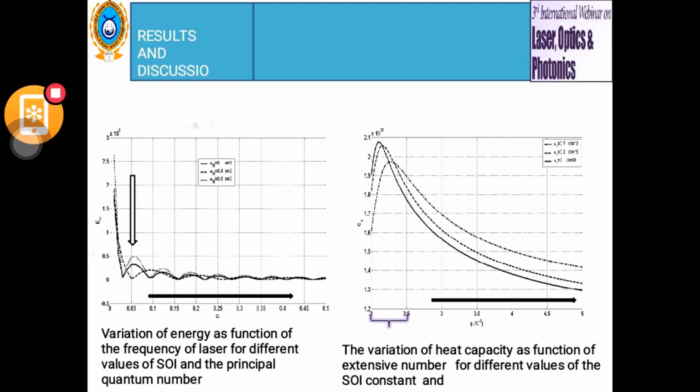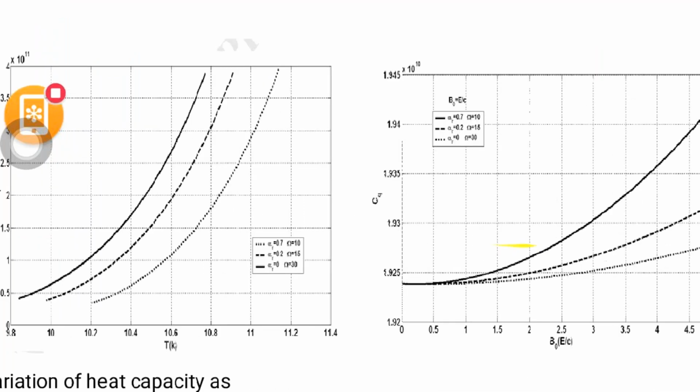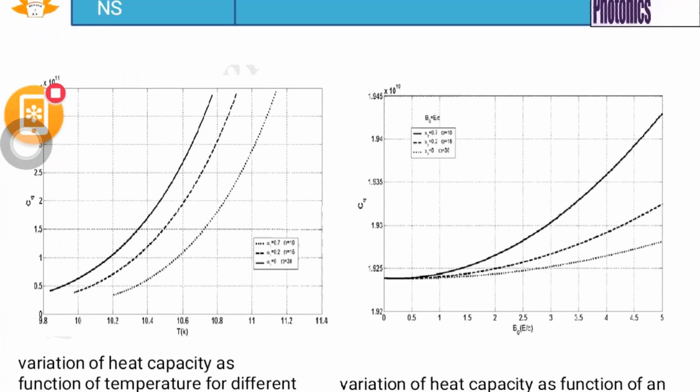We calculated here the next figure. The next figure gives the variation of heat capacity as a function of temperature for different values of alpha, and our alpha was the spin orientation and the frequency of laser. We saw that we need to change the energy of the system to change the temperature of the system. We need the highest value of frequency of laser, but a low value of spin orientation.